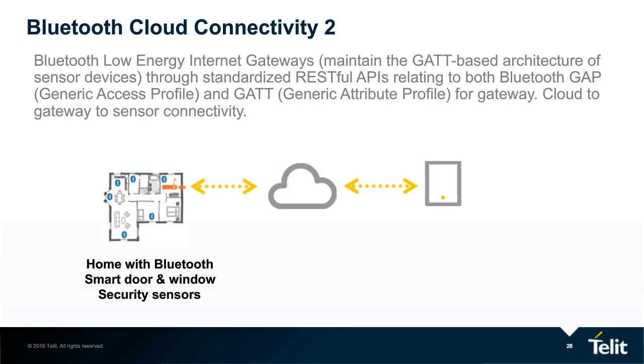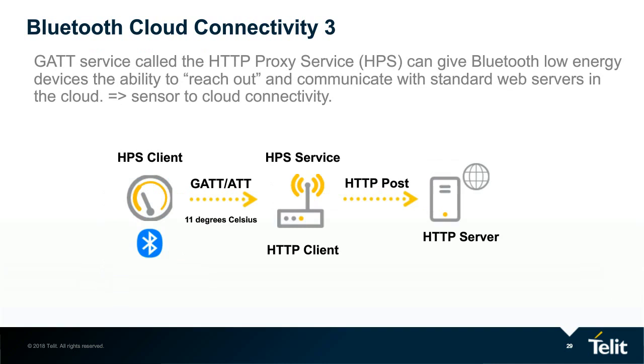The third option is using something called the HTTP proxy service. This is also a standard service. In this case, the sensor asks the gateway to HTTP post information to a cloud. And this one is actually a very simple service. There's no dedicated Bluetooth application required, neither on the gateway nor on the cloud, and there's also no permanent connection to the sensor required.